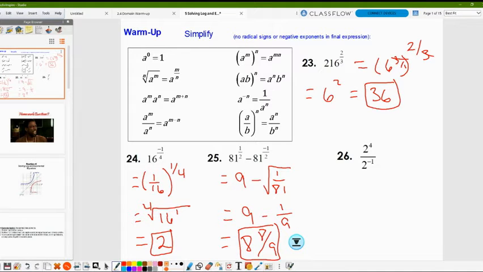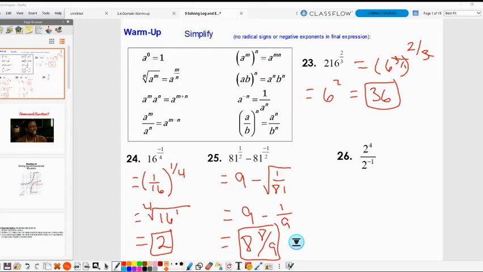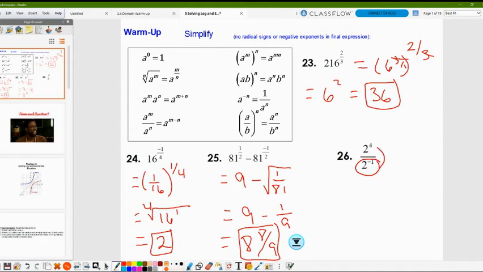Okay, so we've got 2 to the 4th over 2 to the negative 1. I see that negative exponent, and I know that means it's a mover. The 2 to the negative 1st power is going to have to move up to the numerator. So that's going to become 2 to the 5th power in the numerator, which is 32.